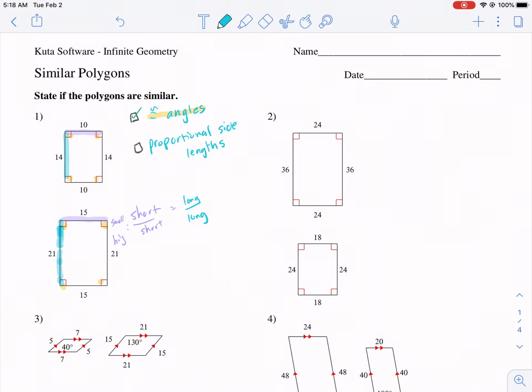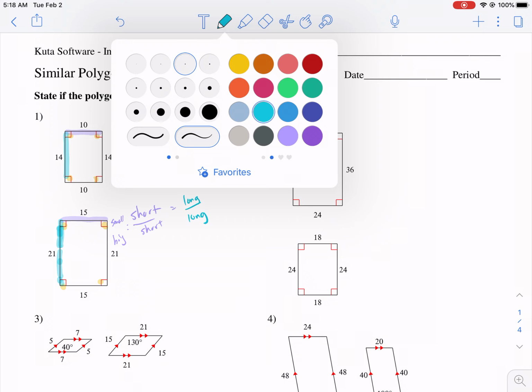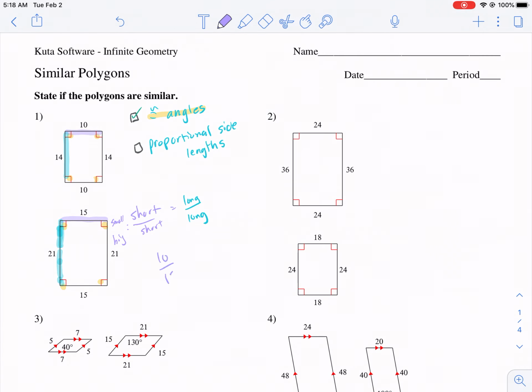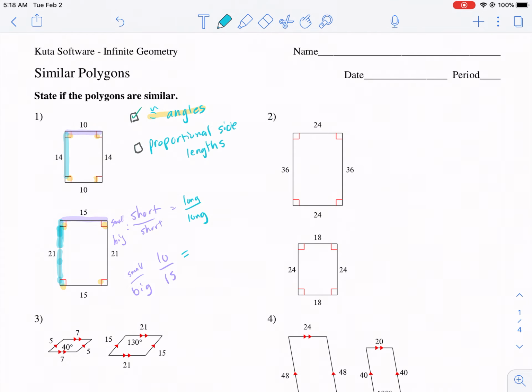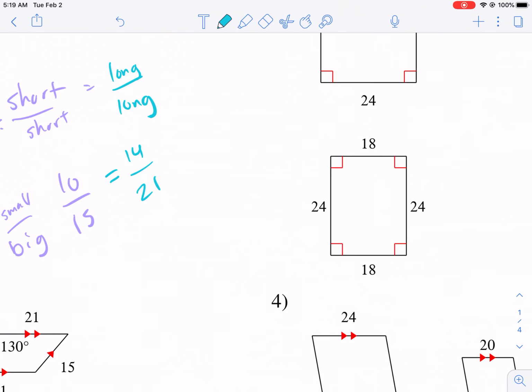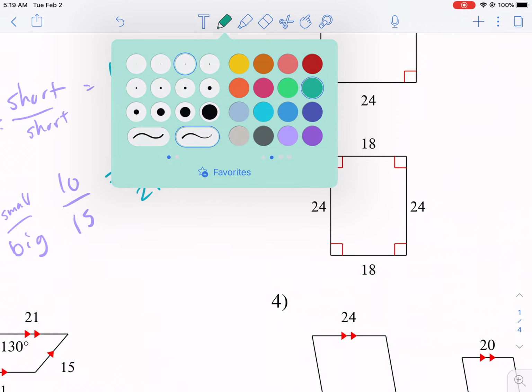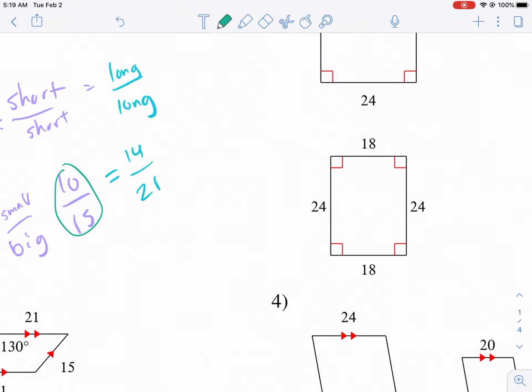Okay, let's take a look at our numbers. So we have 10 to 15. Okay, that's the short side of the small rectangle divided by the short side of the big rectangle. Is that equal to 14 over 21? So what you need to do here is you have to reduce each one of these fractions. So let's go ahead and reduce. We can divide both of these by 5. So we're going to divide both by 5, top and bottom, and we get 2 over 3.